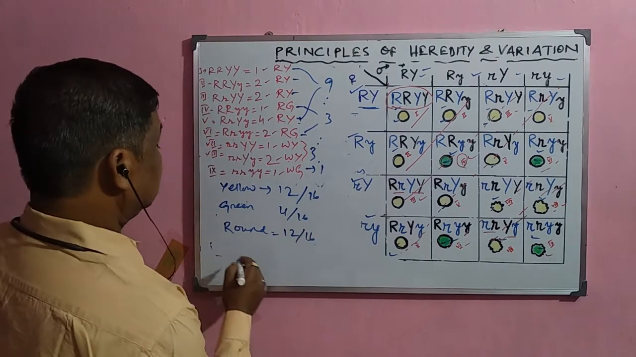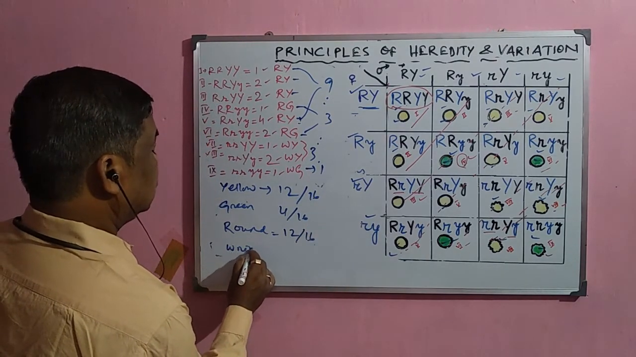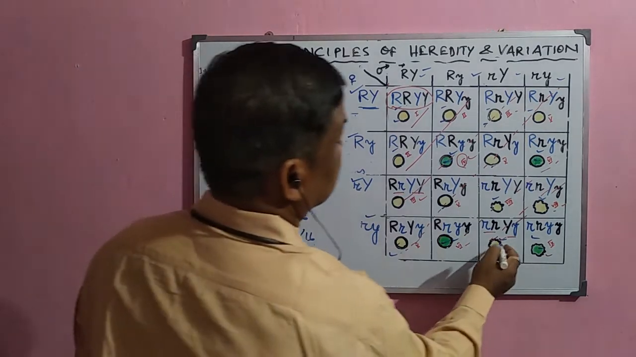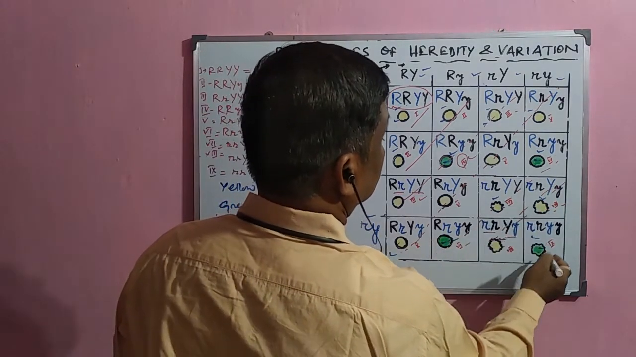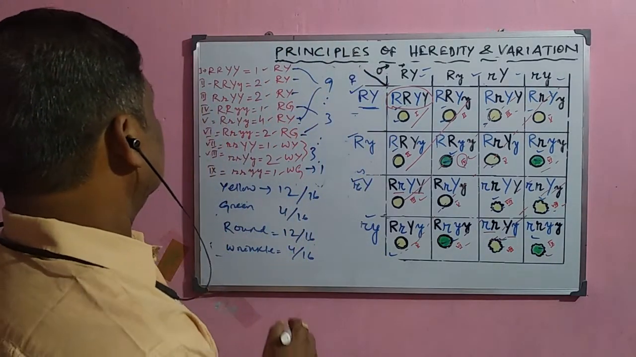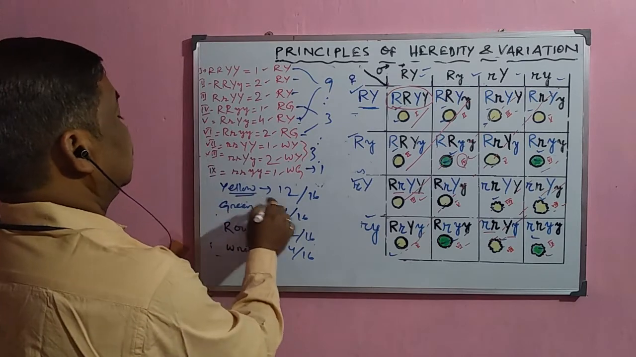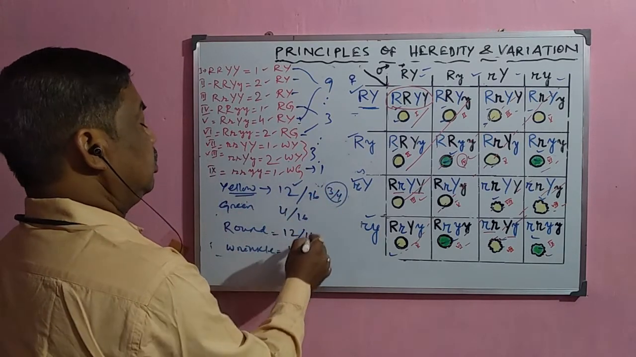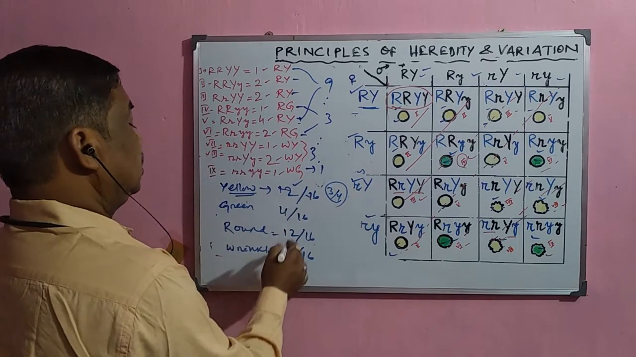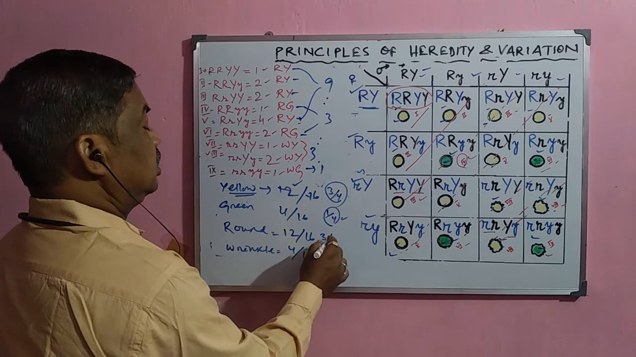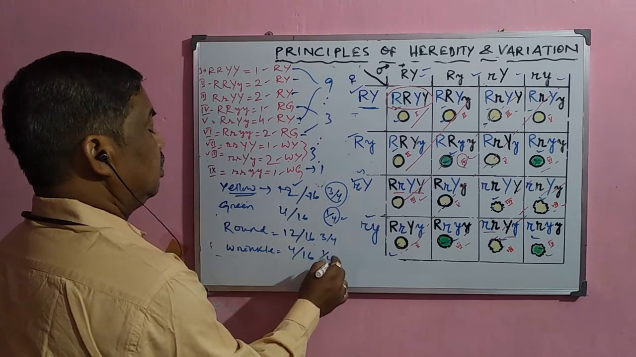And how many wrinkled seeds are there? The wrinkled seeds he observed only 4 by 16. This is one wrinkle, one wrinkle, one wrinkle and one wrinkle, irrespective of the color. So the dominant characters are normally more, 3 by 4 in ratio, and here the recessive one 1 by 4. So in this way it is 3 by 4 and it is 1 by 4.